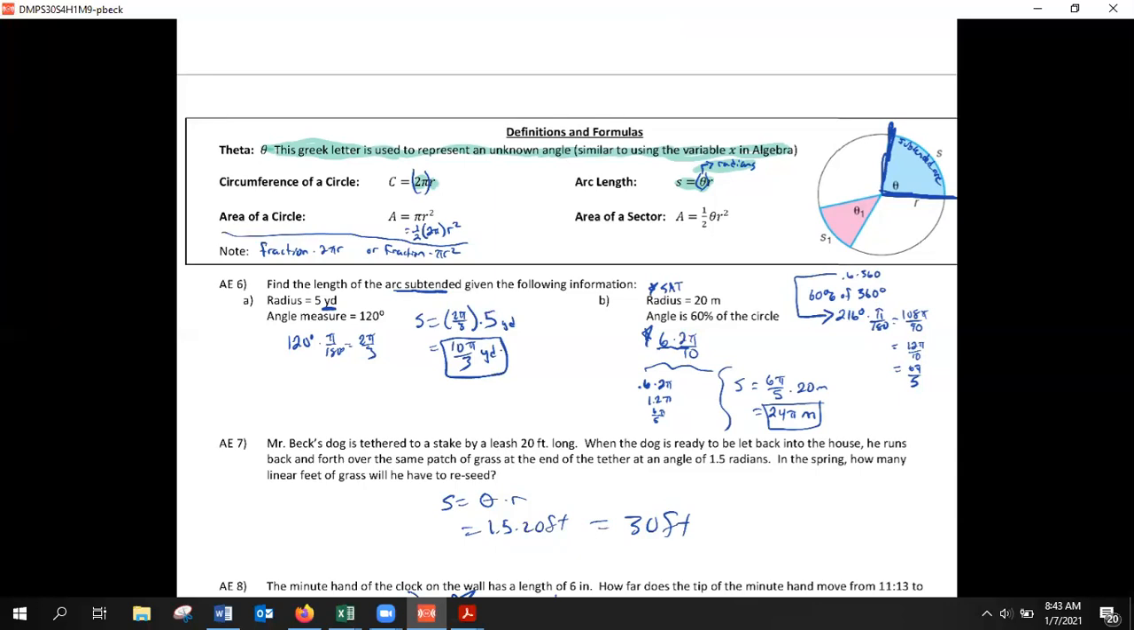Find the length of arcs intended in problem number 6. If our radius is 5 and our angle measure is 120 degrees, let's first convert 120 degrees into radians. That's 2 pi over 3 radians. So our arc length, which we call S, is our theta times r. So 10 pi over 3 yards.